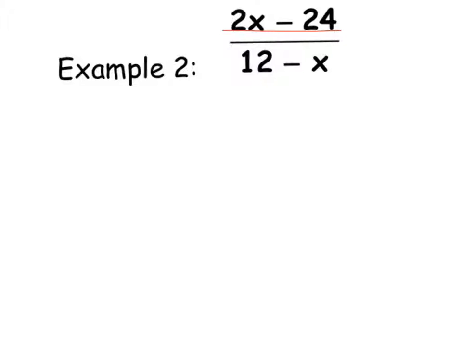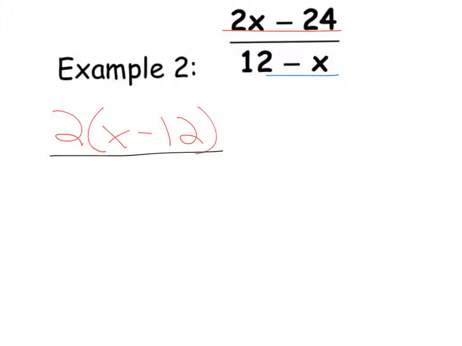So, 2x and 24 both have what in common? Well, I can take out a 2 from both of those. So if I divide each of those terms by 2, I will get 2 times the quantity x minus 12. And now you can take a look at x minus 12. Can I do anything with x minus 12? Nope. So we are done factoring the numerator. Now let's move on to the denominator.